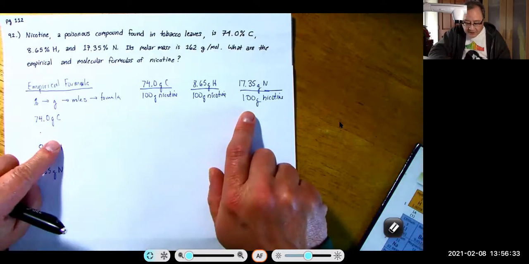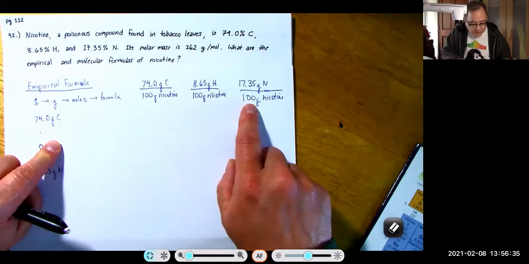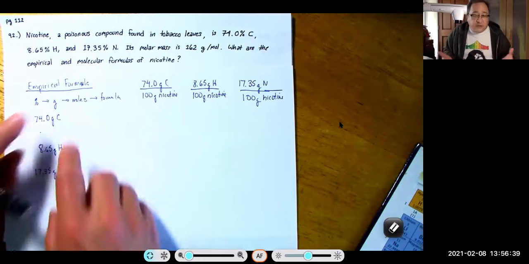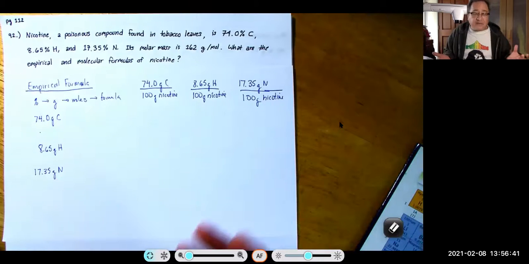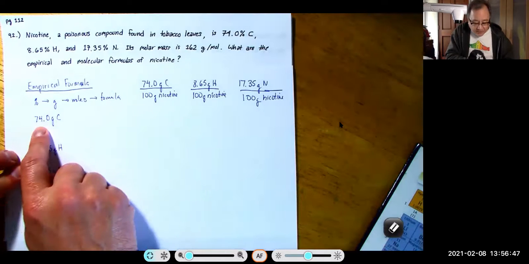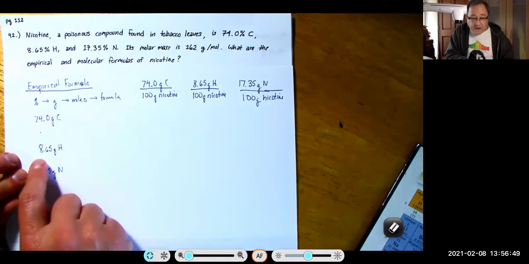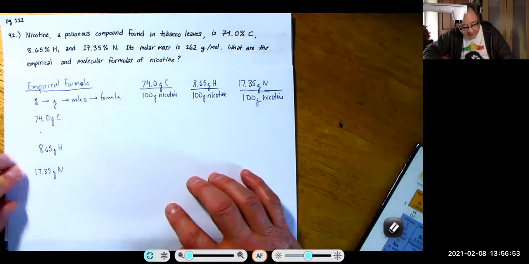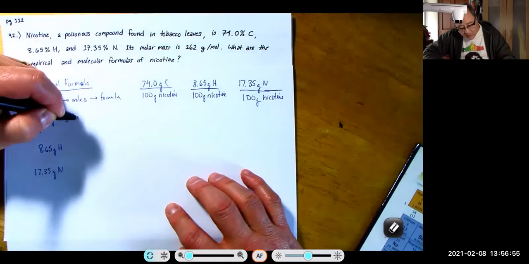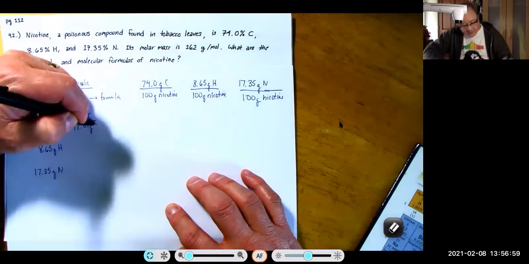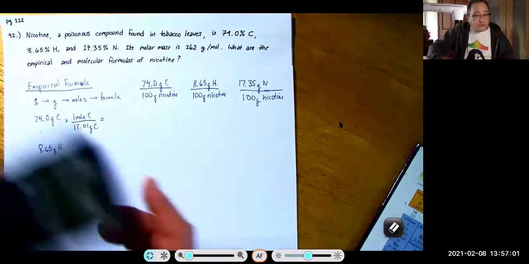Okay, so that's what each of these numbers means. And so what we're doing here when we say turn the grams into moles is we're assuming we have 100 grams of nicotine. That's our assumption, 100 grams of nicotine. 74 of those grams are carbon, 8.65 grams are hydrogen, and 17.35 grams are nitrogen. Now I'm going to multiply by 1 mole of carbon per 12.01 grams of carbon, and we're going to get the moles of carbon in here.